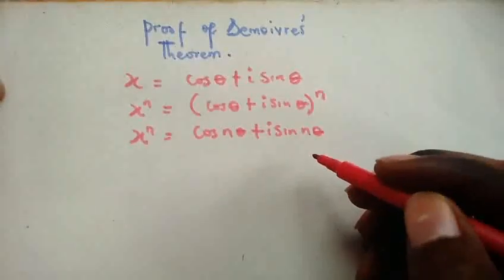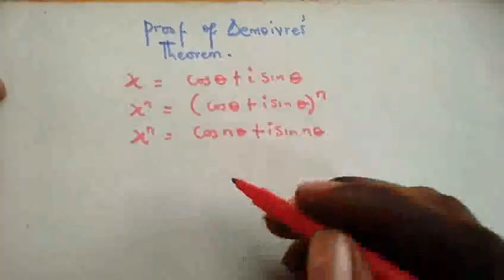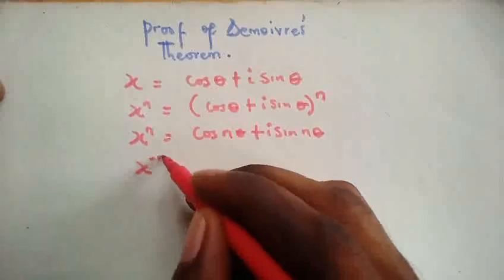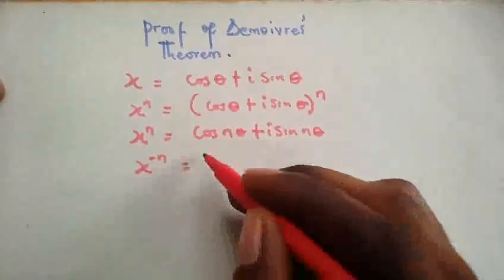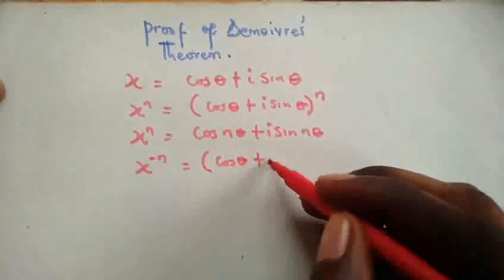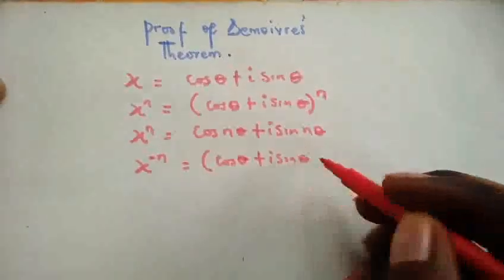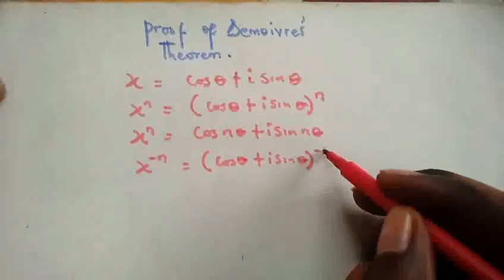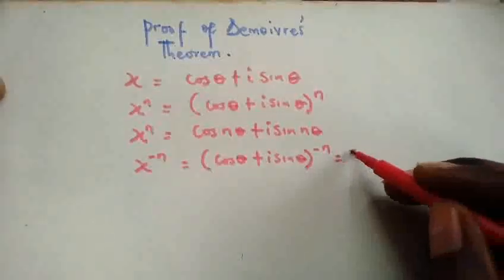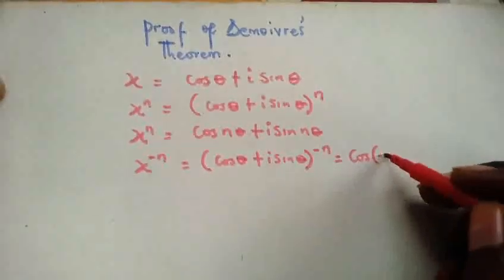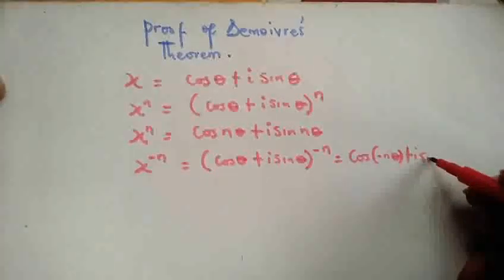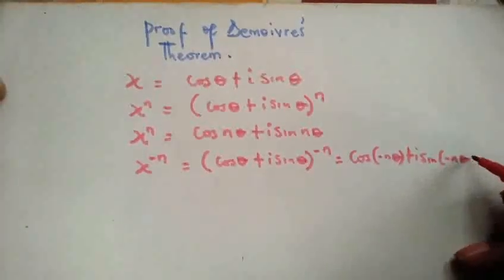Now x raised to the power negative n will be equal to (cos theta plus i sine theta) raised to power negative n, and from here this is equal to cos of negative n theta plus i sine of negative n theta.